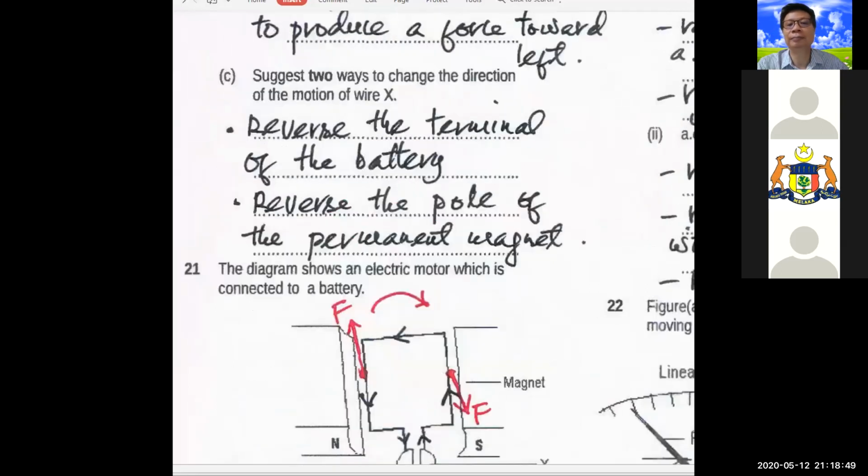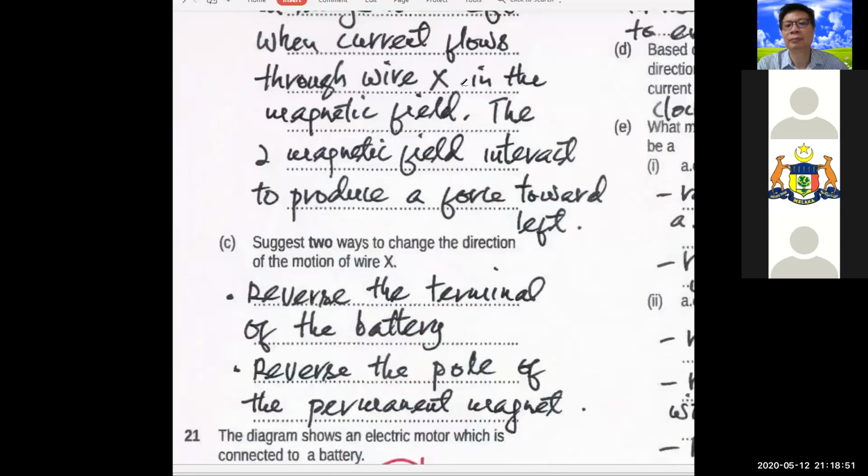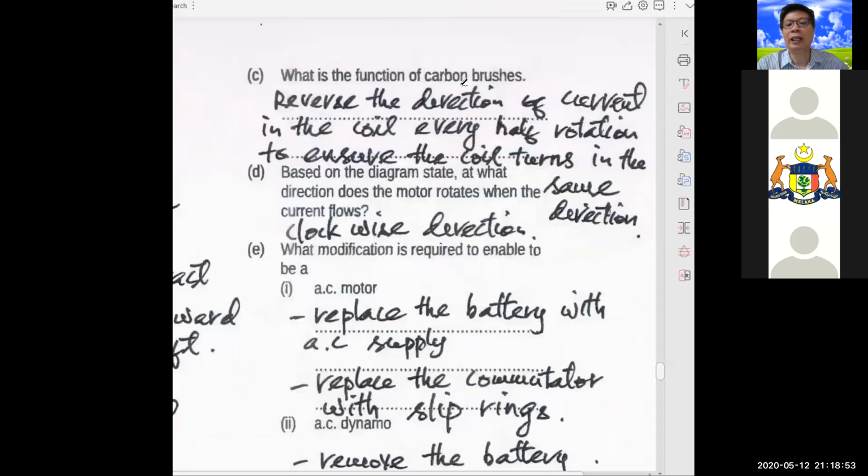Next, what is the function of carbon brushes? Okay, carbon brush.